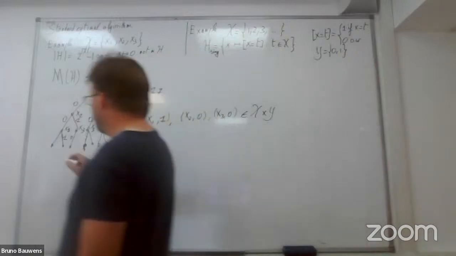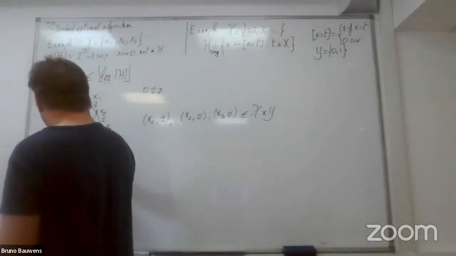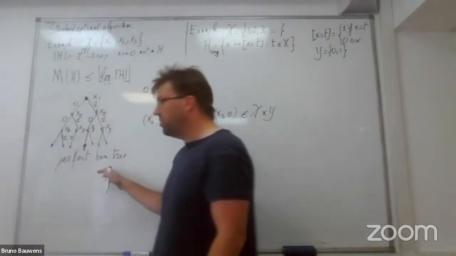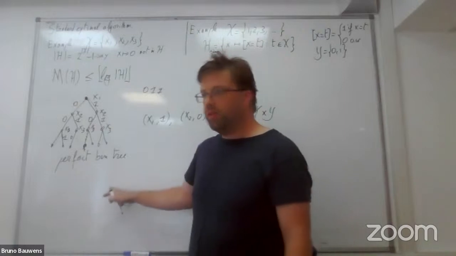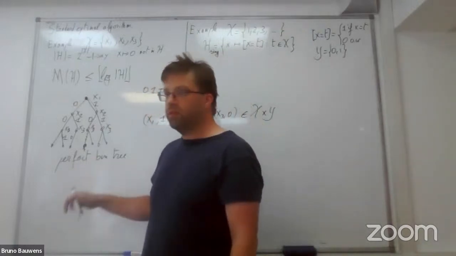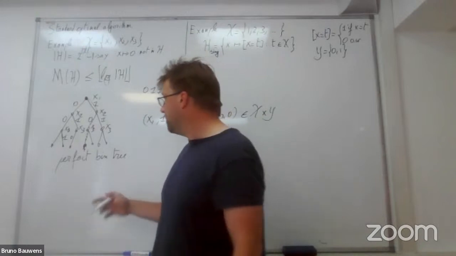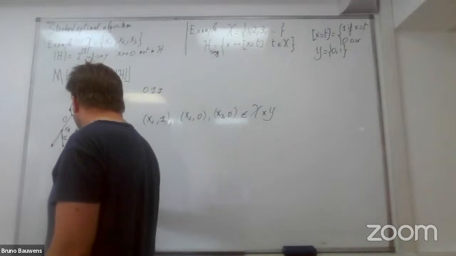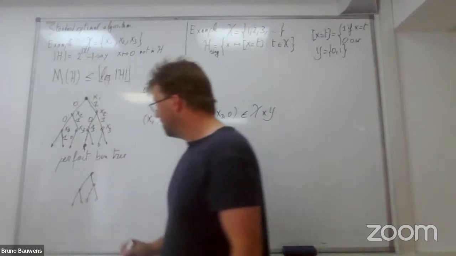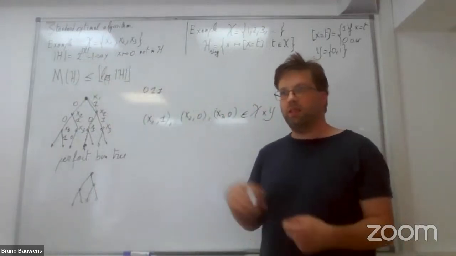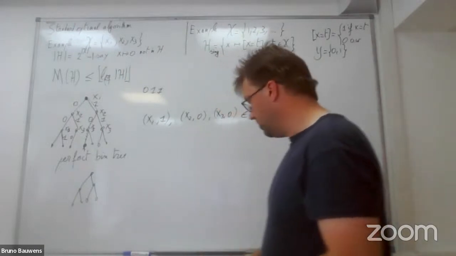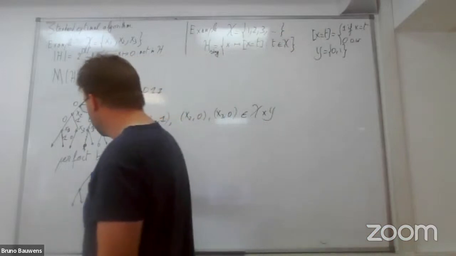Then there is a perfect binary tree. That's a binary tree in which every node has 0 or 2 children. Perfect tree means that all leaves are at the same depth. So this is a perfect tree of depth 2. A perfect tree of depth D has exactly 2 to the D leaves. Okay, but this you've probably seen in some computer science course.